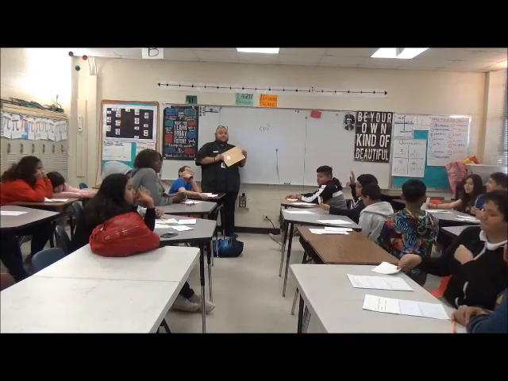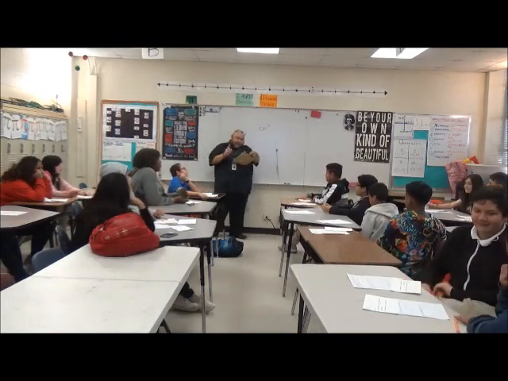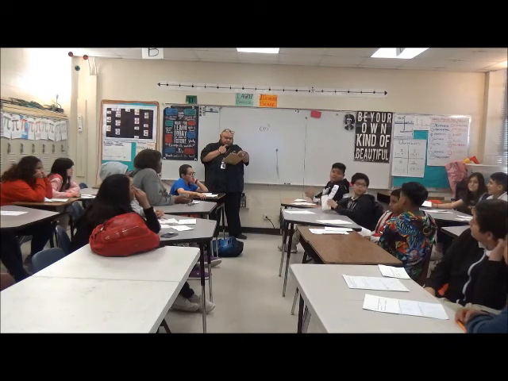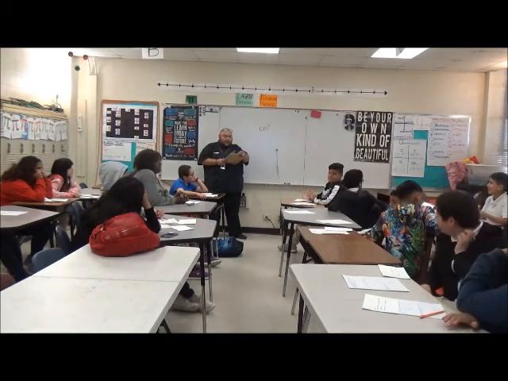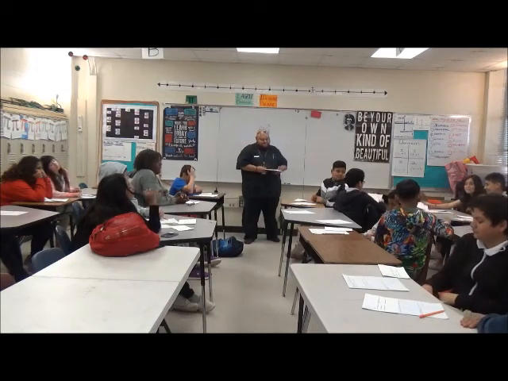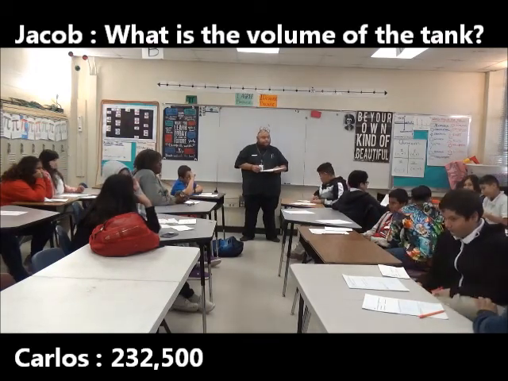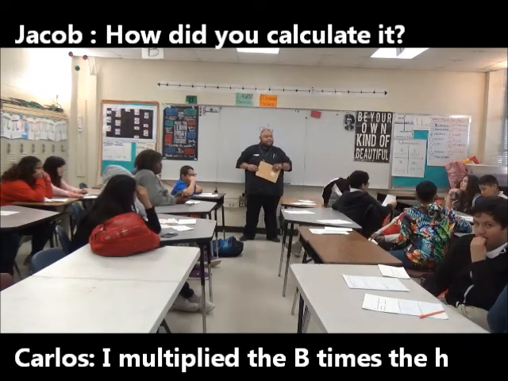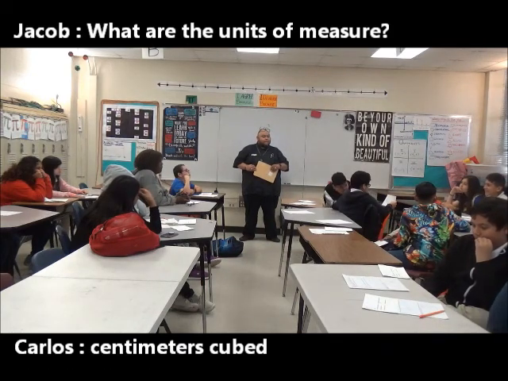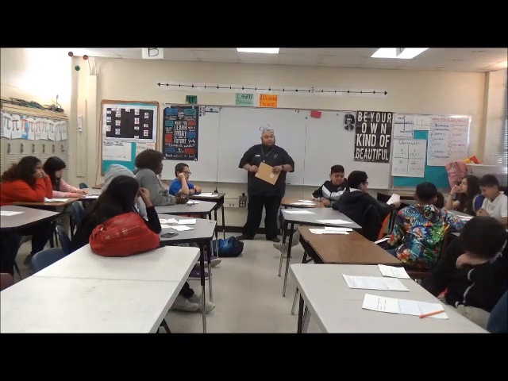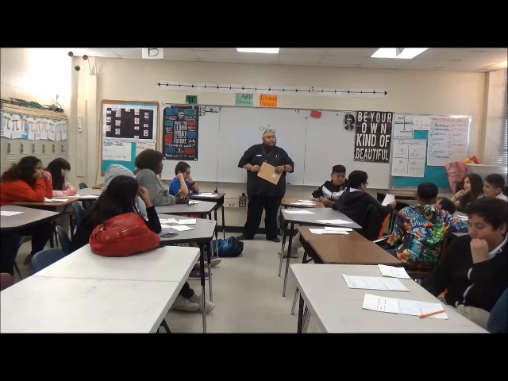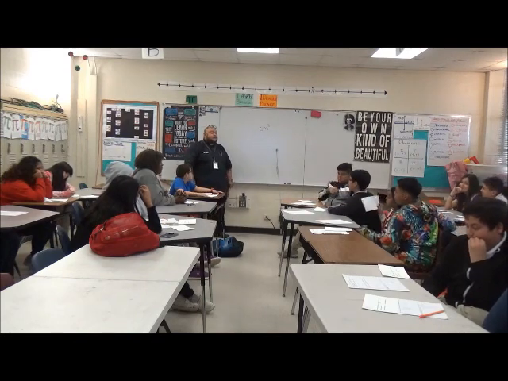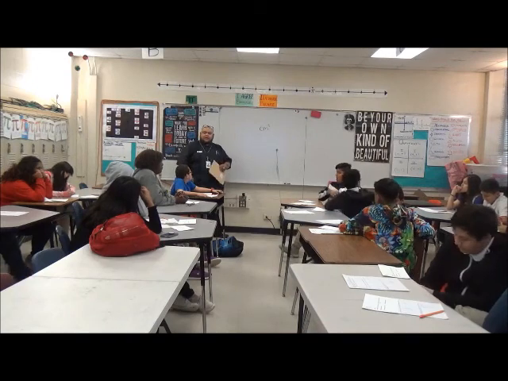Who's 6? Oh, okay, Jacob. I want you to ask Carlos Rosas the same three questions. Go ahead. What is the volume of the tank? 233,500. How do you calculate it? Base times height. What are the units? Cubic centimeters. Okay. All right. So, very similar answer to Alex's, but there was something different.